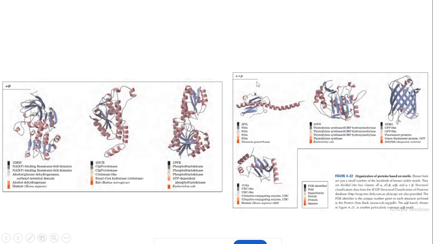It is called alpha plus beta. When the protein has alpha as well as beta, then they are called alpha plus beta. So you can see here, alpha helix is there, beta sheet is also there, right? So they are together. So that is alpha plus beta.